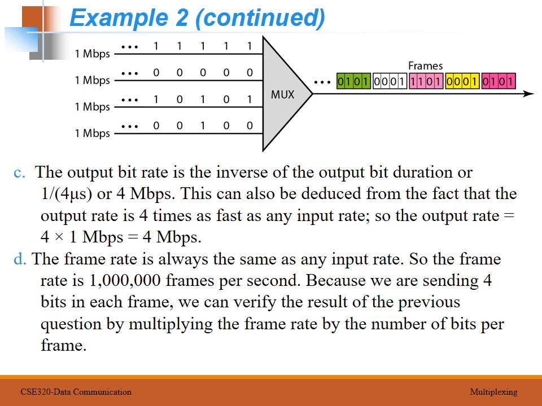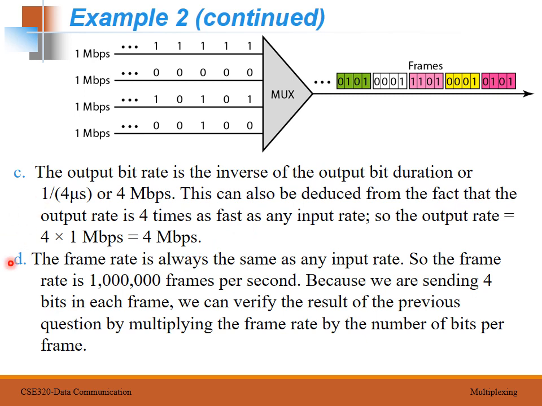In question number 3, we have to find the output bit rate. The output bit rate is the inverse of the output bit duration. If we invert the output bit duration, we find the bit rate will be 4 Mbps. Another way to find it: the output rate is n times as fast as any input rate. Here n means 4. So the output rate is 4 times as fast as the input rate, which is 4 into 1 Mbps, equal to 4 Mbps.